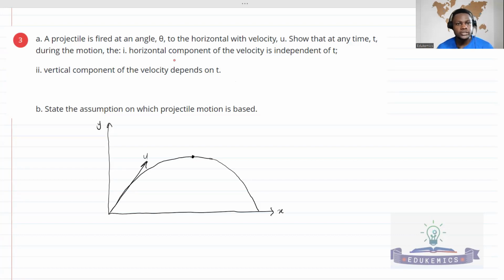But how do we go about this? We have to know what we mean by the horizontal component of the velocity and the vertical component of the velocity. So this is the initial velocity. That's the velocity we're talking about. You can see it is between the vertical and the horizontal components, so we'll need to resolve it into the different components. This is the angle at which the projectile is fired. If I form a triangle like this, I can get the vertical component and the horizontal component of the velocity.